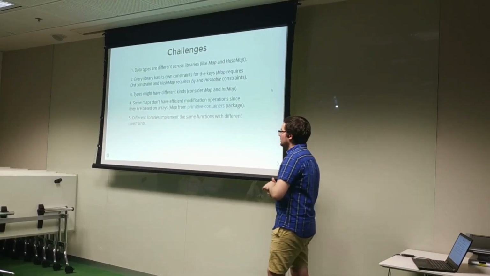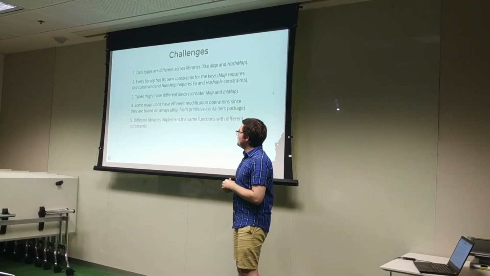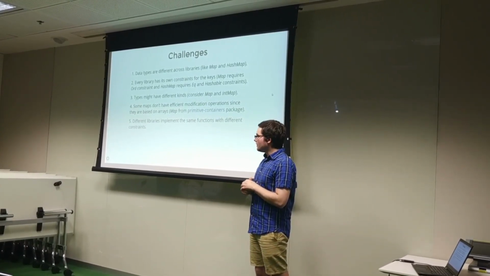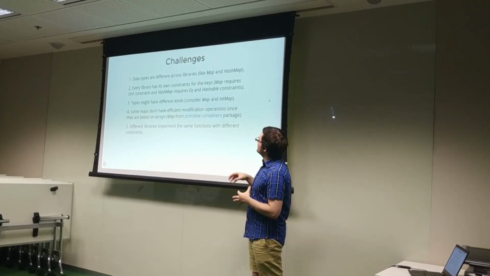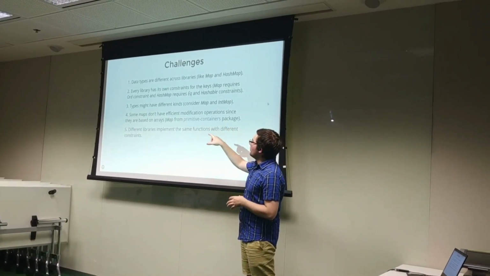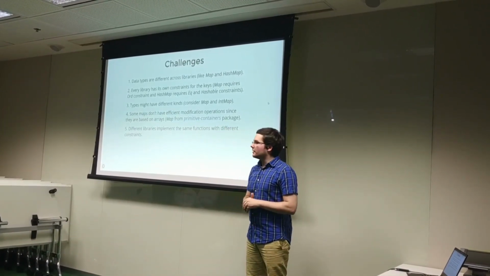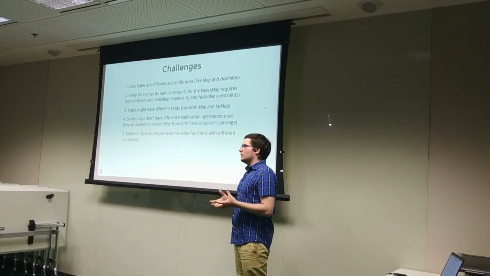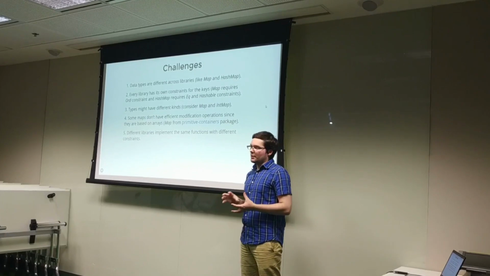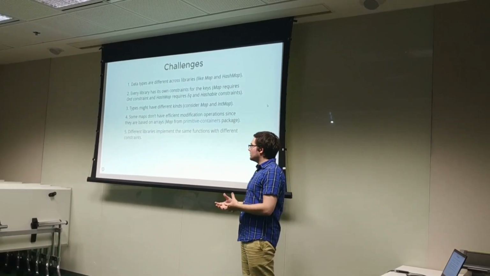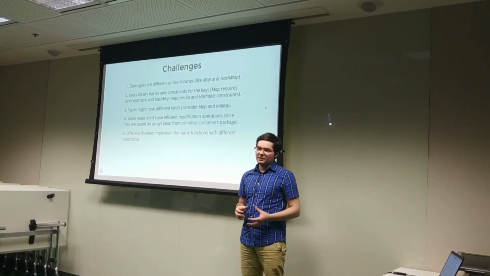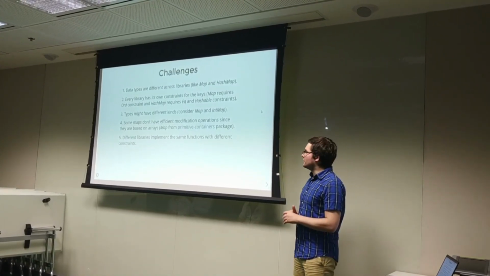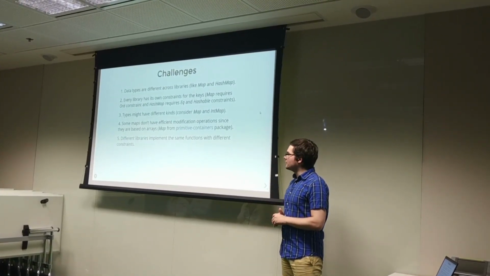And another problem is that different libraries have different constraints for the same functions. It's different from the Ord and Hashable case. What I'm talking about is that even a function like empty, which creates an empty map, has constraints in one library, but in another library it doesn't have constraints. So this means that our interface will somehow need to take this into consideration.